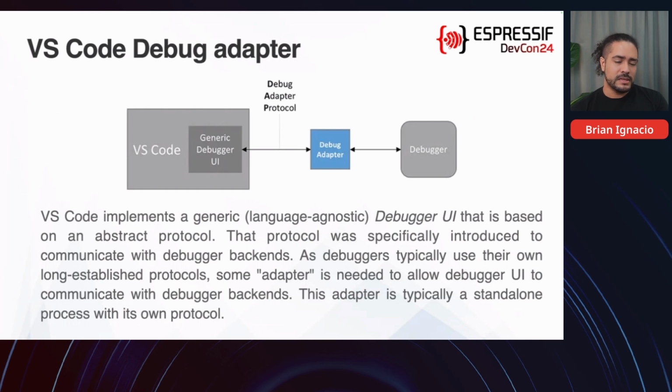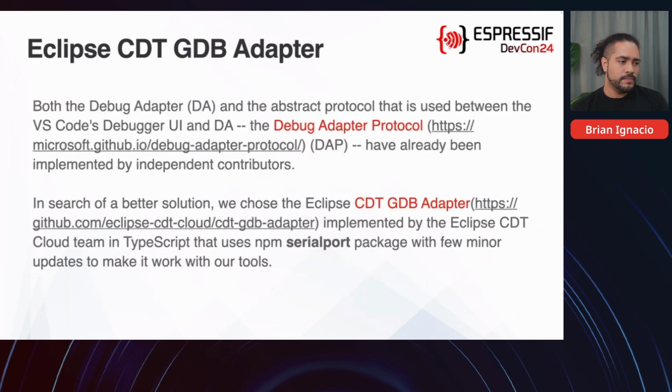This adapter is a standalone process with its own protocol. It is defined in the Microsoft Debug Adapter Protocol. You can see the URL in the slides. Both the debug adapter and the abstract protocol are implemented by independent contributors, so many people can write their own debug adapter to implement different debuggers for VS Code.